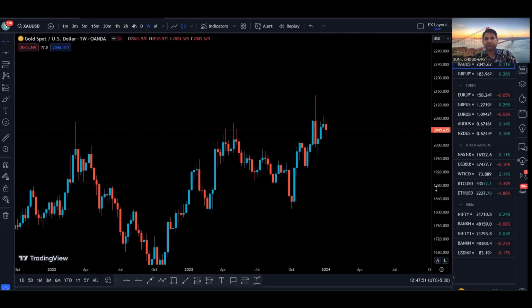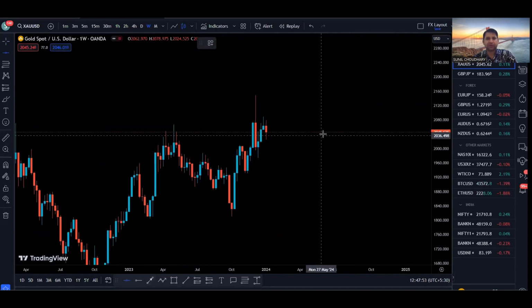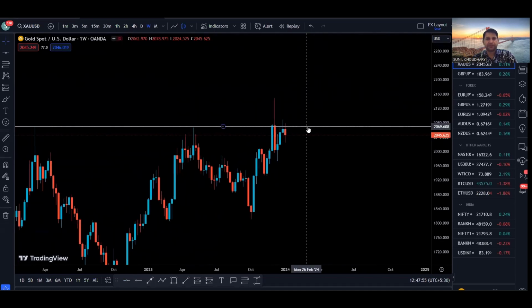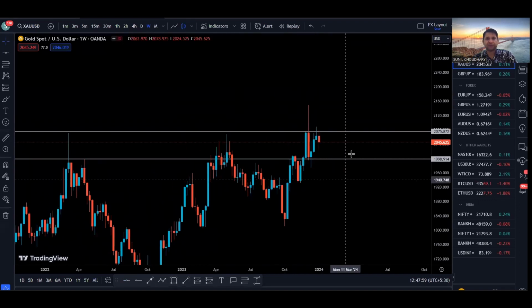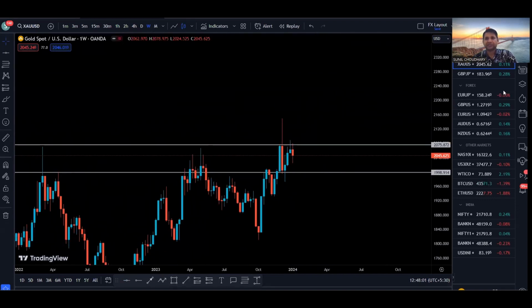On the weekly time frame, we have a resistance right here, and we have a support. We can see the last weekly candle closed bearish at the resistance, and we have a support pretty close by. If we get a closure below the support, the price can come down to the next support, which is right here. Also, we have a clean range on the left side.